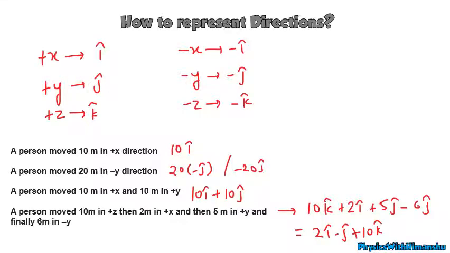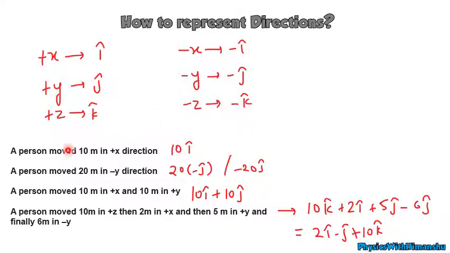So how to represent direction? Remember, positive x will be represented by i cap, positive y will be represented by j cap, and positive z will be represented by k cap. Please remember this. I'll tell you how to use this. Negative x will be represented by minus i cap, negative y by minus j cap, and negative z by minus k cap.